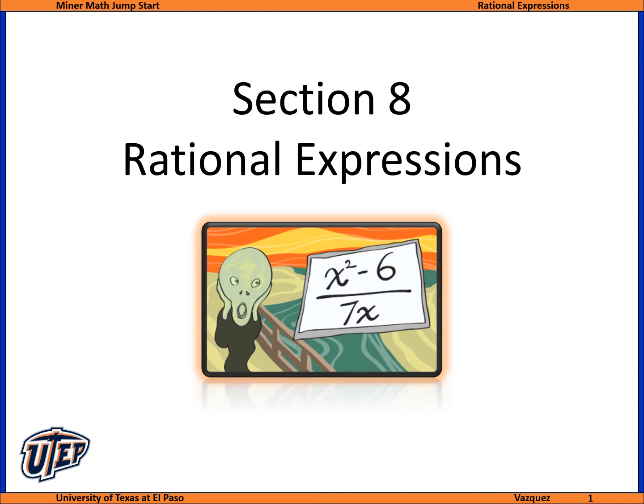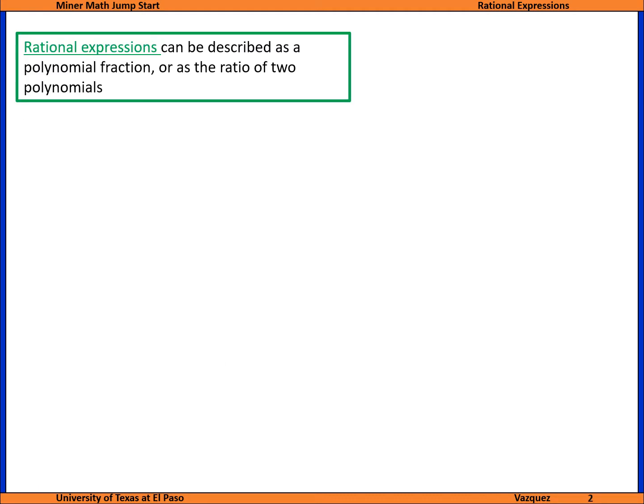All right, moving on to section 8, we'll be looking at rational expressions. We have a rational expression right here in our cover, but let's go ahead and get into it. A rational expression can be described as a fraction with two polynomials, one in the numerator and one in the denominator. And let me just show you what that looks like.